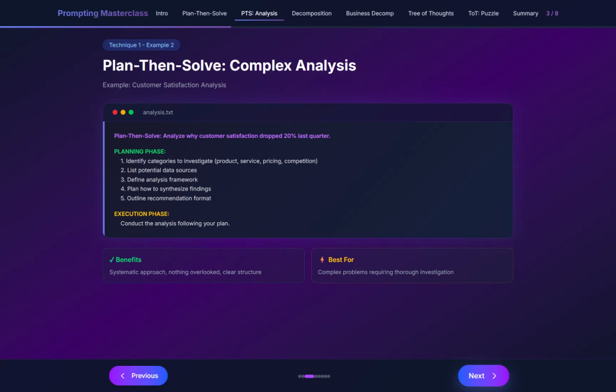Now let's move to the second technique, decomposition prompting. This comes from systems engineering and first principles thinking. Complex problems are rarely solved directly. They are solved by breaking them down.